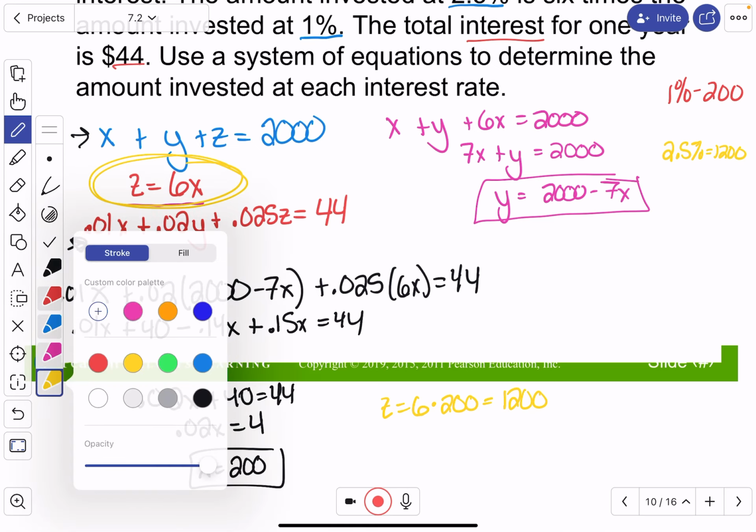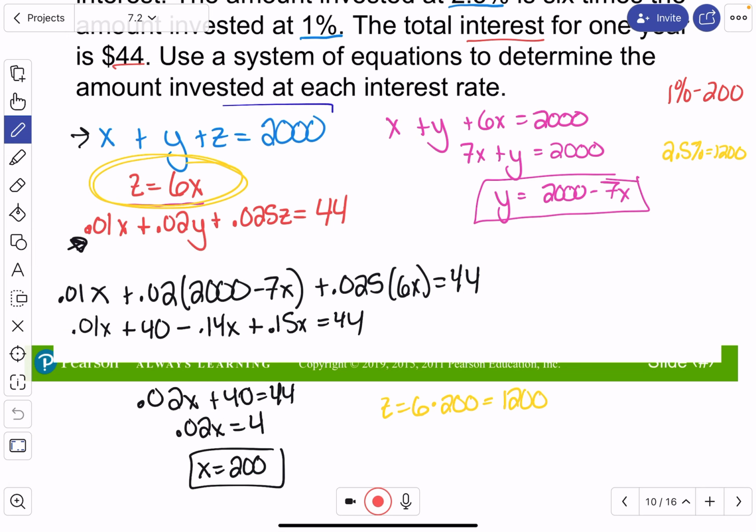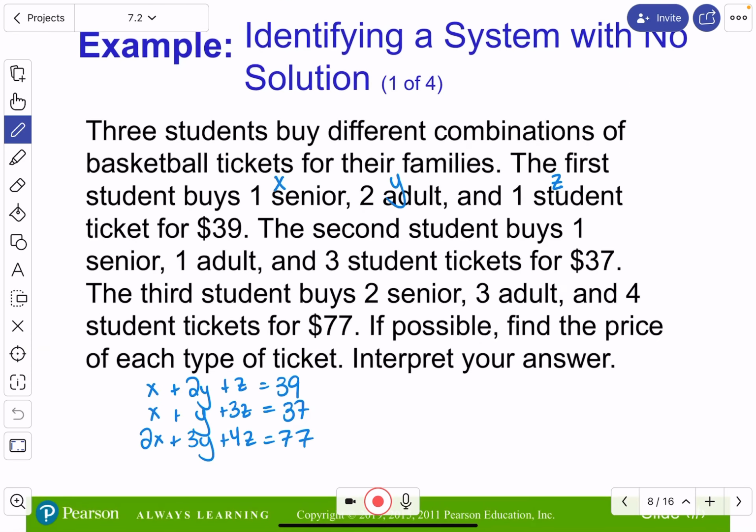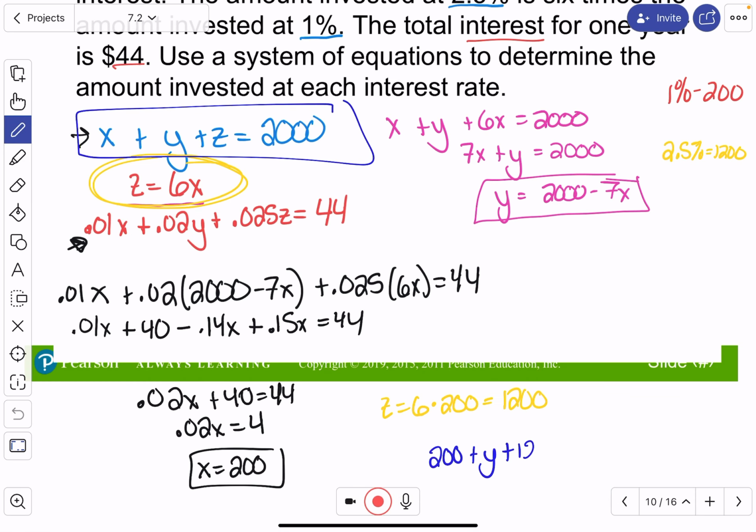And then if we go back to our original equation here, they all have to add up. So 200 plus y plus 1,200 has to equal 2,000. So y plus 1,400 equals 2,000. y has to equal 600. So the 2% was $600. So you're just using your sentences to make those equations and solve for the individual pieces.